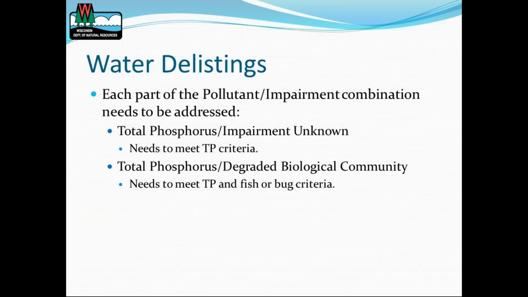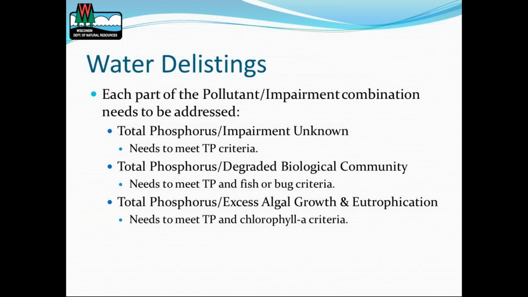However, for OK Creek, if the fish were shown to be good, but then the bugs were poor, we still wouldn't be able to delist the degraded biological community. It needs to show that phosphorus and the biology in the stream are doing well, are doing good, are above the poor thresholds. And for a listing that has phosphorus and excess algal growth or eutrophication, in that case, it's chlorophyll criteria that would need to be met.